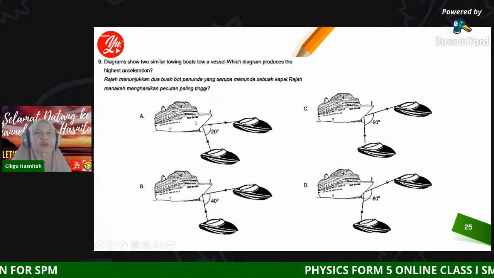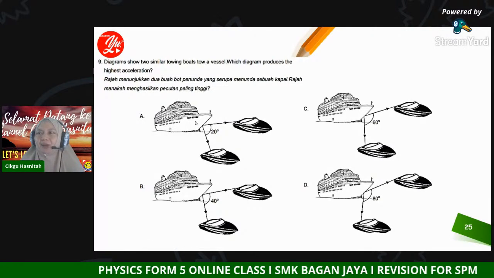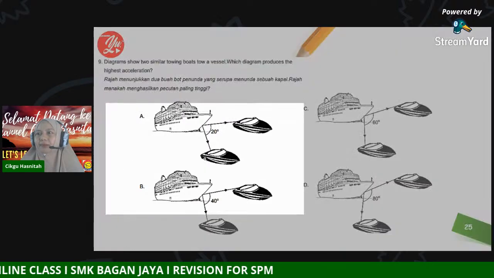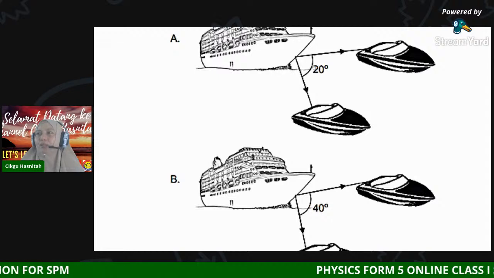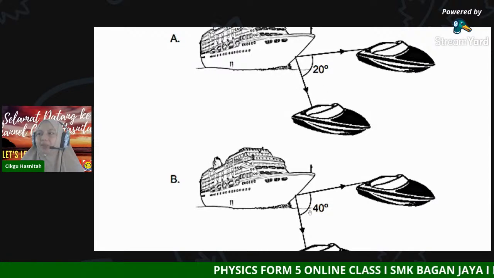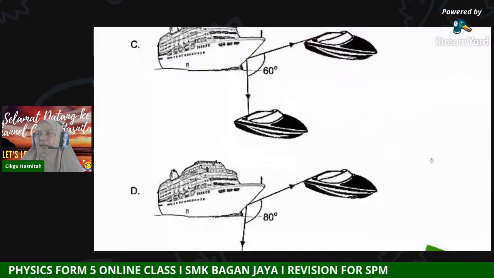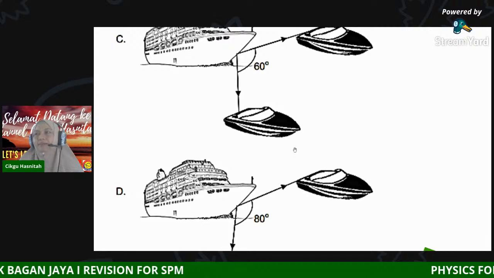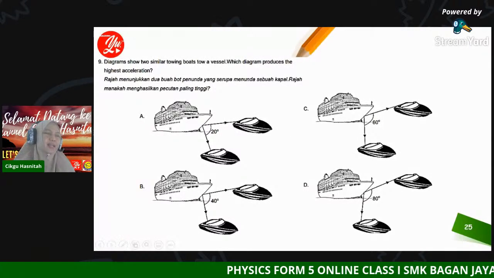Okay, for this question, actually you don't have to make any calculation. For the first two diagrams, A and B, the angle between the two towing boats is 20 degree, and here we have the angle 40 degree. And for C and D, it is 60 degree and 80 degree. So how to know which diagram produces the highest acceleration?